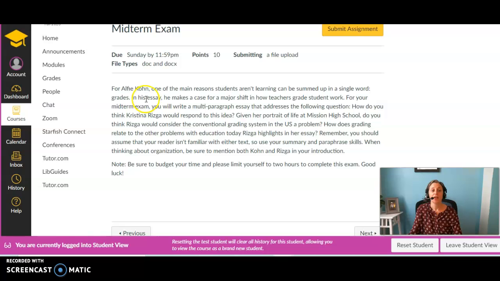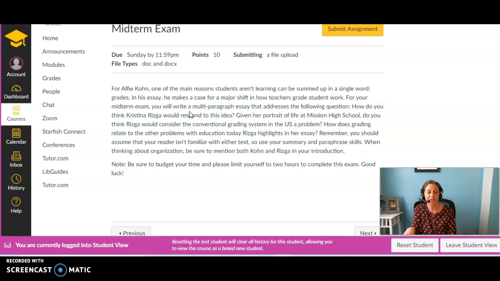The prompt: for Alfie Kohn, one of the main reasons students aren't learning can be summed up in a single word: grades. In his essay, he makes a case for a major shift in how teachers grade student work. And he's mostly talking at the high school level, but I think it's applicable to higher ed as well. So for your midterm exam, you're going to write a multi-paragraph essay that addresses the following question.